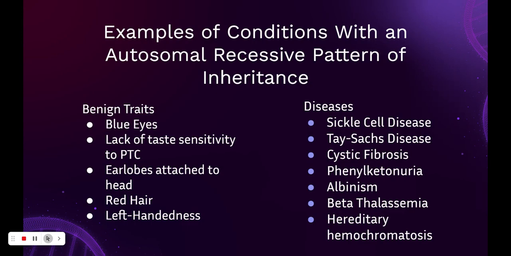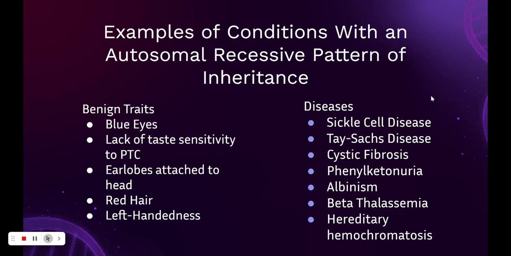Some conditions have an autosomal recessive pattern of inheritance. We have some benign traits like blue eyes, lack of tasting PTC, that's a chemical that's found in olives and chocolate and coffee, and some people perceive it to be bitter. Earlobes being attached to your head is a recessive trait. Red hair is a recessive trait. Left-handedness are recessive traits. So you can go several generations and not see a red head, and then boom, there's one because of recessive genes. Same thing with left-handedness or blue eyes. You might have 3 generations of brown-eyed parents. Blue eyes came from somewhere, but they were sort of hidden behind dominant genes the whole time.